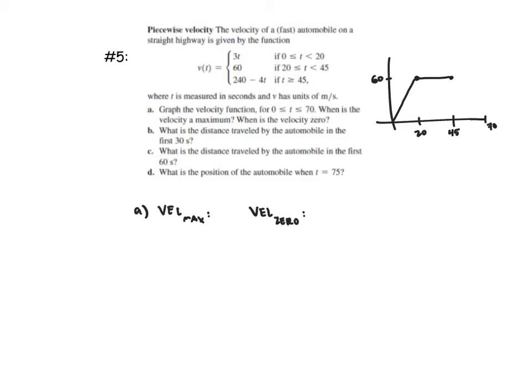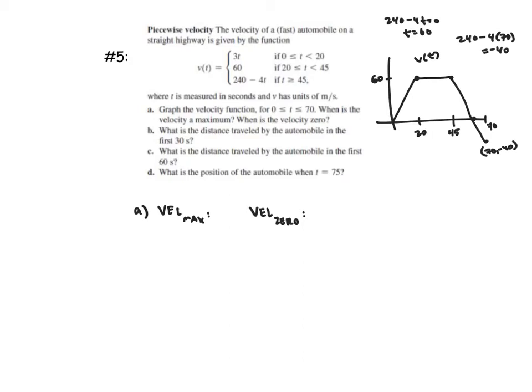And then it looks like it's 240 minus 4t from 45 on. So let's find where that would equal 0. Where would 240 minus 4t equal 0? That would be when t equals 60. So here at 60, it's going to equal 0. Therefore, at 70, 240 minus 4 times 70 will be negative 40. So I'll have an output here of negative 40. So there's my velocity function from 0 to 70. Let's note that this point is the point (70, negative 40).